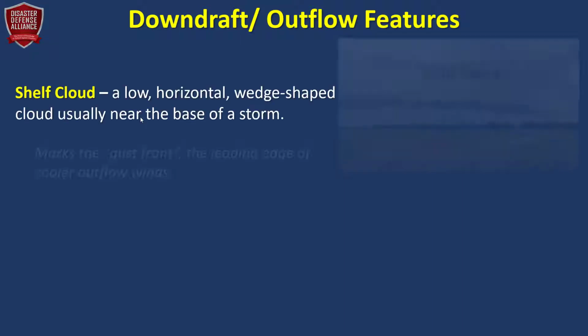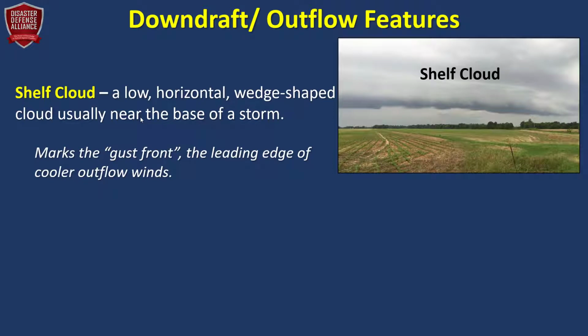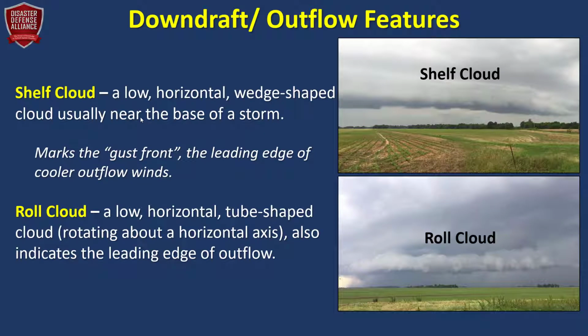There are two types of cloud features commonly associated with damaging winds, particularly with squall lines. The first is the shelf cloud. This is a low, horizontal, wedge-shaped or shelf-shaped cloud, usually near the base of a storm. It marks the gust front, this mini cold front of a thunderstorm that's along the leading edge of cooler outflow winds from the storm. The second is called a roll cloud, not quite as common as a shelf cloud is. It is a low, horizontal, tube-shaped cloud, often rotating about a horizontal axis. It also indicates the edge of approaching outflow.